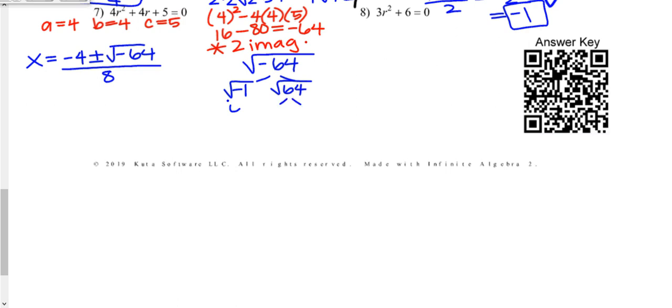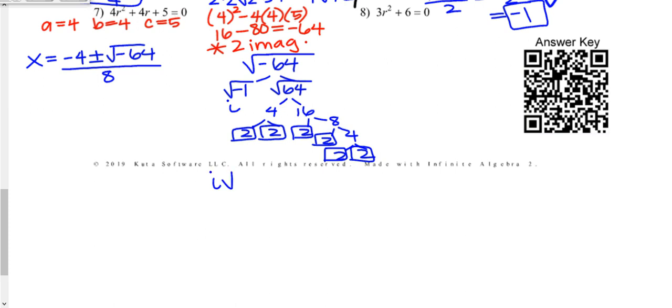Square root of negative 1 is I, and then 64. If you notice this right away, it's actually a perfect square, 8 times 8. If you don't, though, I'm going to help you out here. So let's say that square root of 64 is 4 times 16. Well, 4 can be broken up into 2 times 2, and 16 is 2 times 8, or you could say 4 times 4. 8 is 2 times 4, and then 4 is 2 times 2. So I'm going to box up all these 2's, and this is actually I square root 2 times 2 times 2 times 2 times 2 times 2.